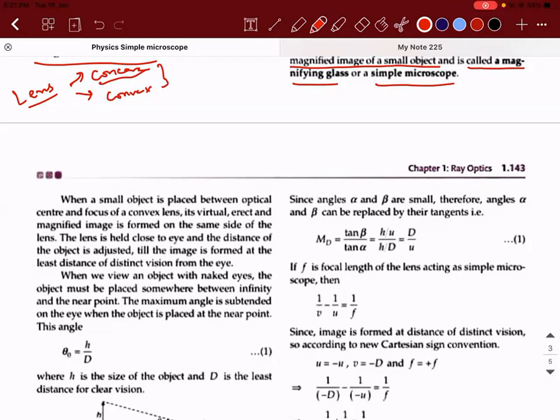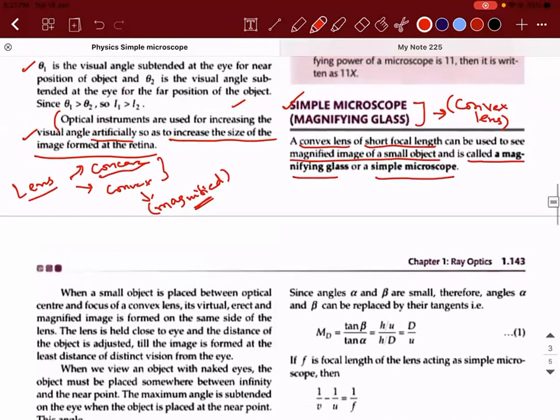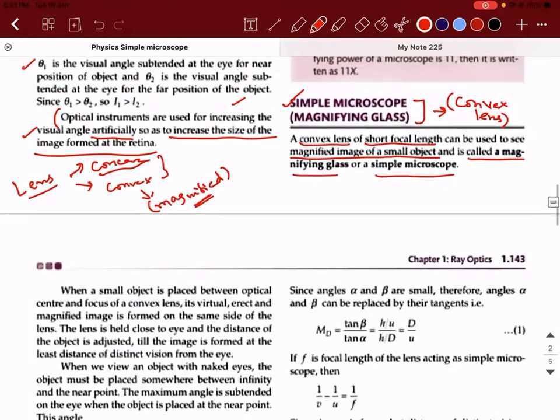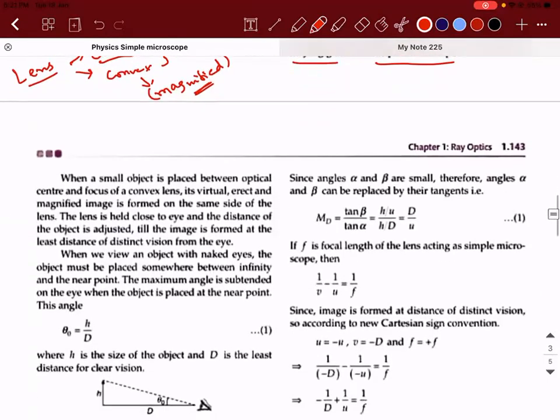Whereas a convex lens can form a virtual image which is magnified. This is the only advantage. This is the only device which can produce a virtual and a magnified image. That is why a convex lens is what is used as a simple microscope. Generally, when you place an object in front of any optical instrument, you need to ensure that there is a virtual image formed by it.